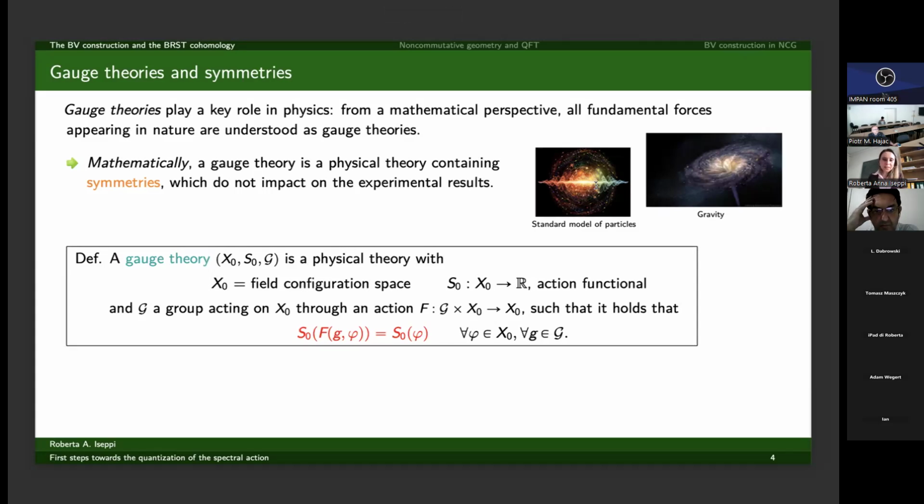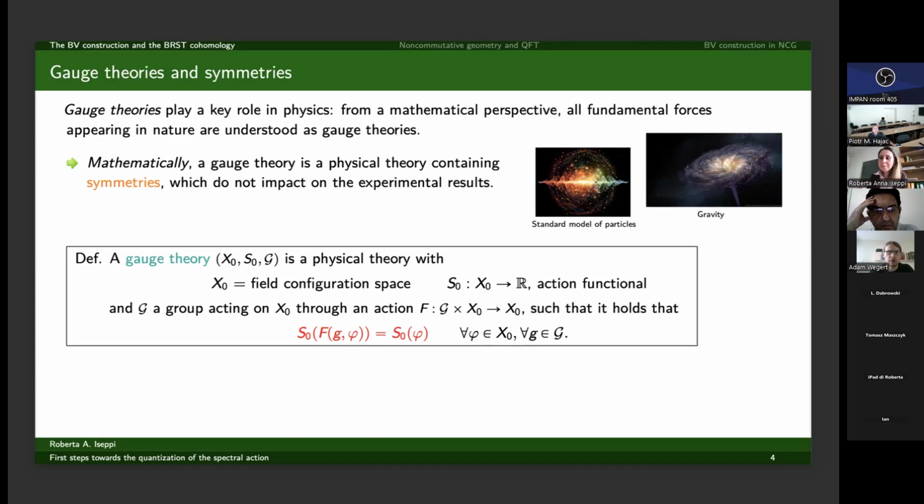And the third element is this gauge group, and this is what we are going to use to encode this idea of symmetry. So we have a group acting on the configuration space and leaving the action functional unchanged. So the idea is that if we evaluate this action functional on any point of the orbit of this gauge group, the result is the same. This describes the idea that wherever we are on the same orbit is absolutely identical from a physical perspective. So we cannot distinguish.